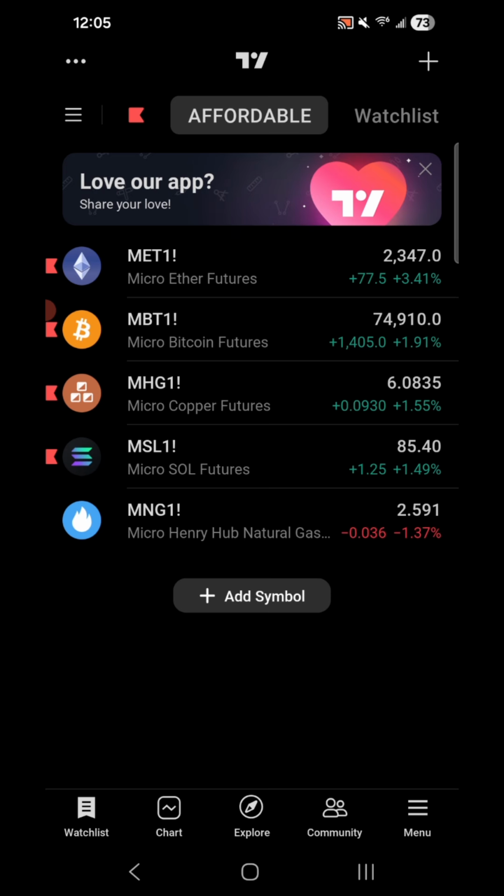So here are some examples of ones that I like to trade. I like to do micro Ether futures. That's the main one that I trade right now. I have traded micro Bitcoin futures. I did that in the very beginning and had some success there. And then I'm also considering micro copper and micro Solana.